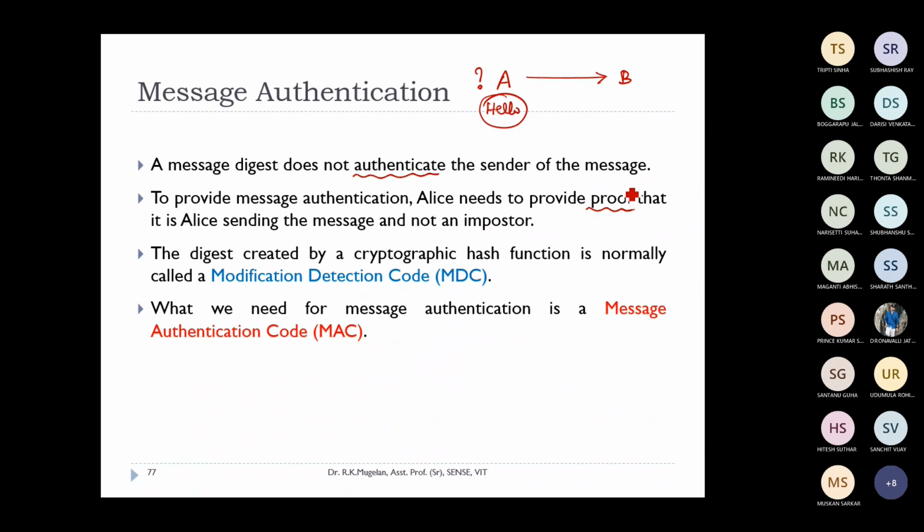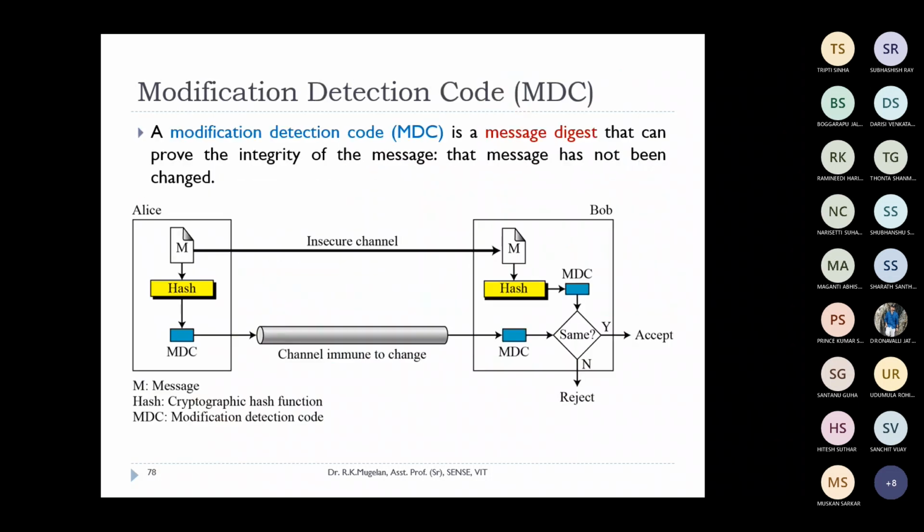To provide this proof, we need to modify our cryptographic hash function. Generally, the cryptographic hash function provides our data integrity. It can also be called a modification detection code, because it detects if there is any modification to the message. Now we have to modify this cryptographic hash function, or MDC, into a MAC to provide authentication also. How is it going to be done?